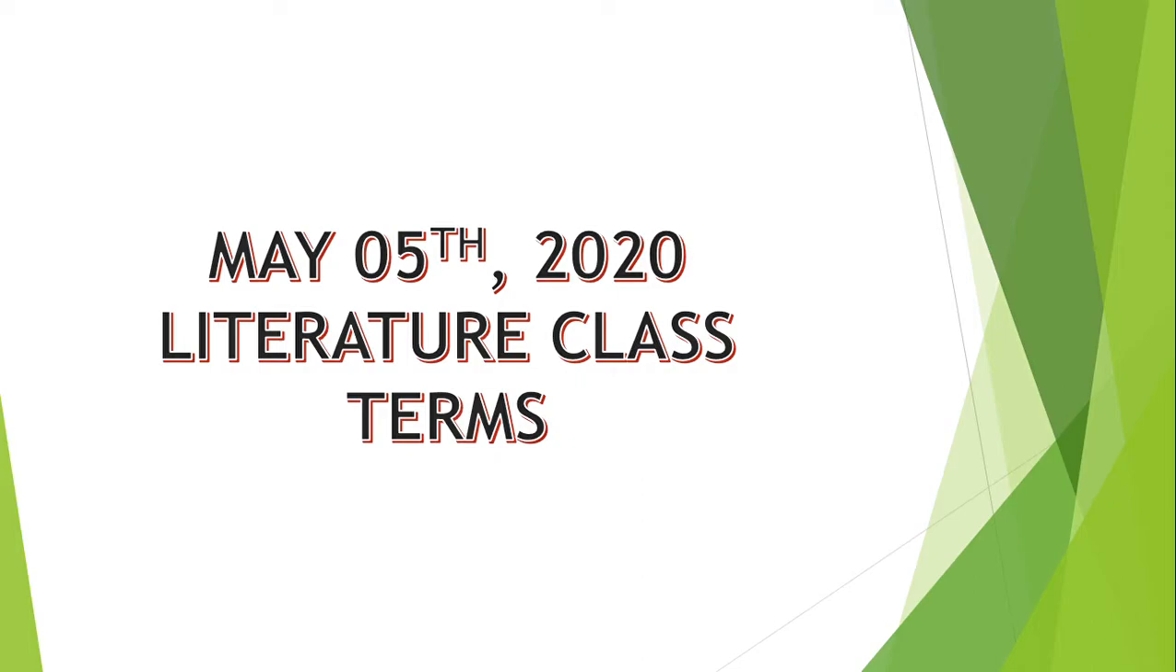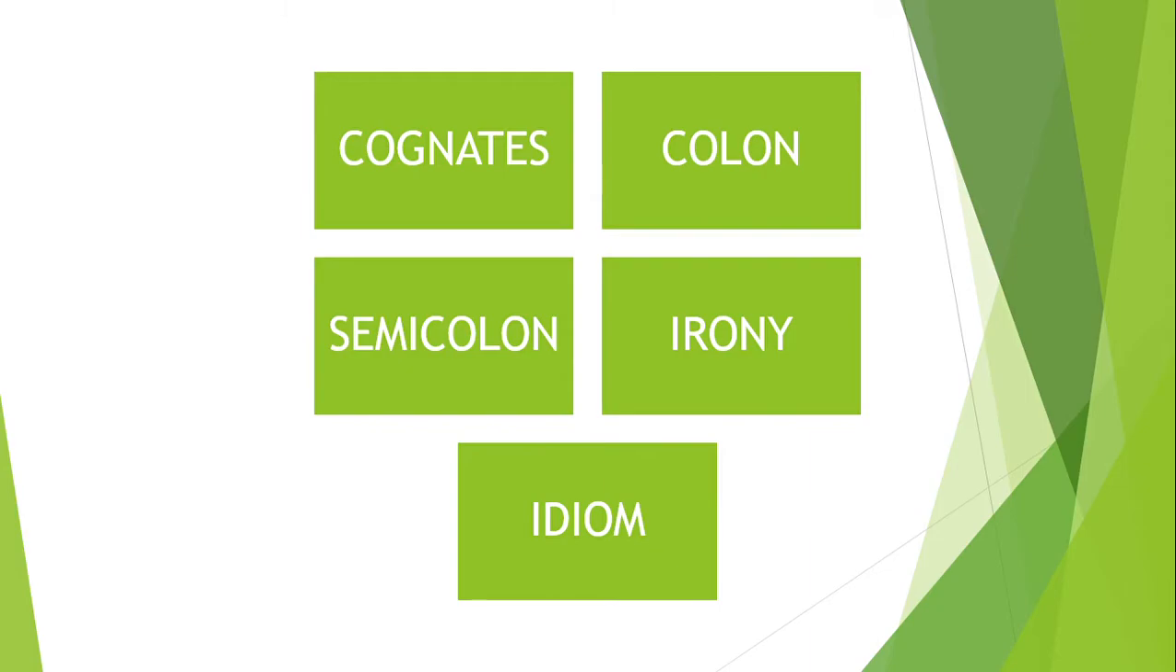Today is May 5th, 2020, and this is literature class. Today we're going to go over the terms of the story that we started last week. We're moving forward very slowly so we can understand all the topics. The words that we're going to define or redefine, because some of them we already saw, is the list of words that you have right now in front of your eyes: cognates, colon, semicolon, irony, and idiom.